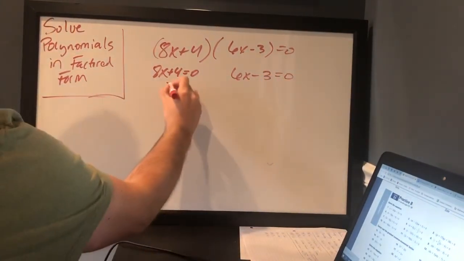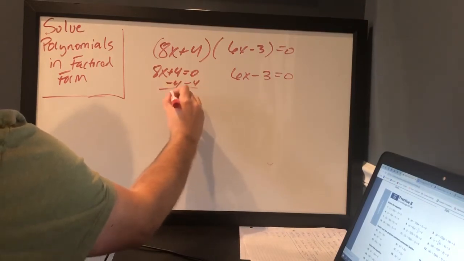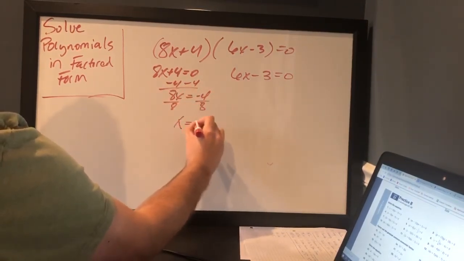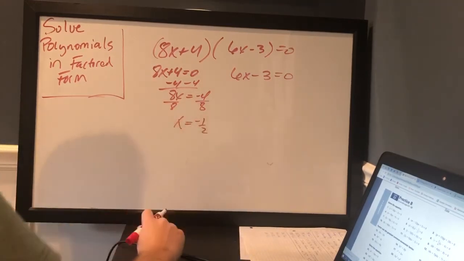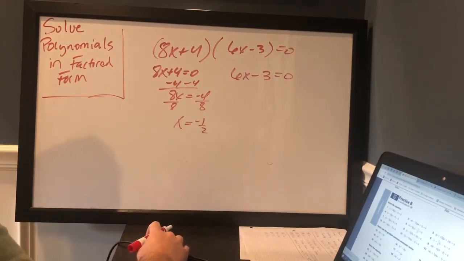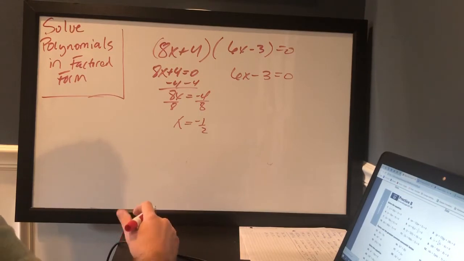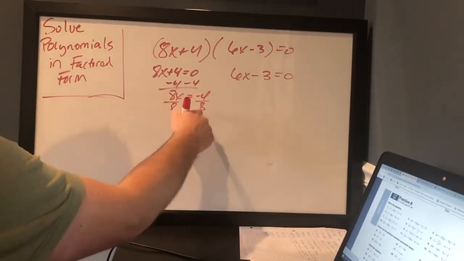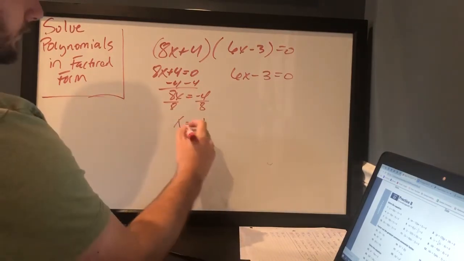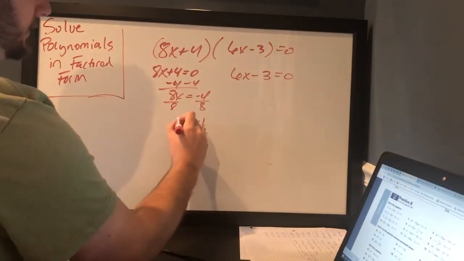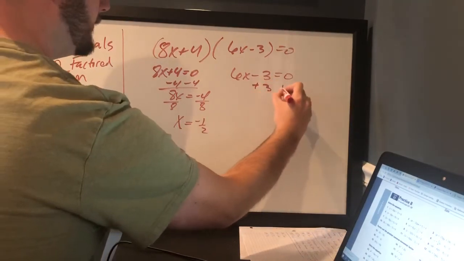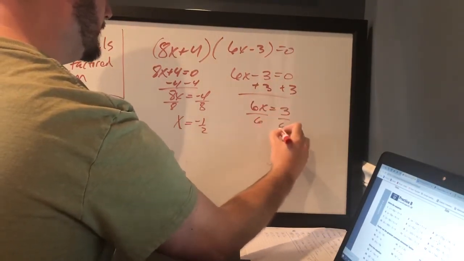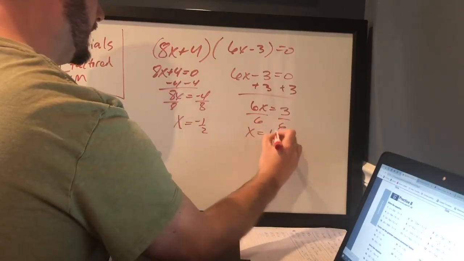All right, subtract 4. 8x equals negative 4, divide by 8, x equals negative 1/2. Make sure you simplify your fractions. That's how I'll expect your answers to be written. If it's improper, you can leave it as like 3/2 or 5/4. But if it's 4/8, you need to reduce it, okay? All right, here we'd add 3. 6x equals 3, divide by 6, x equals 1/2.